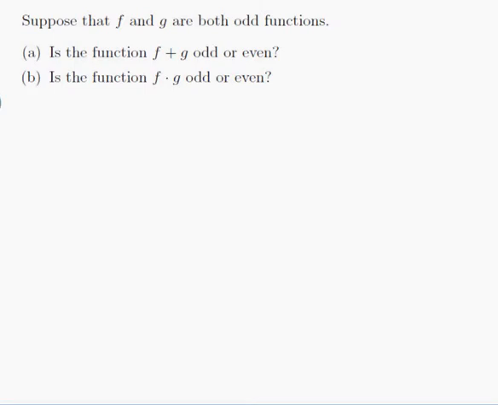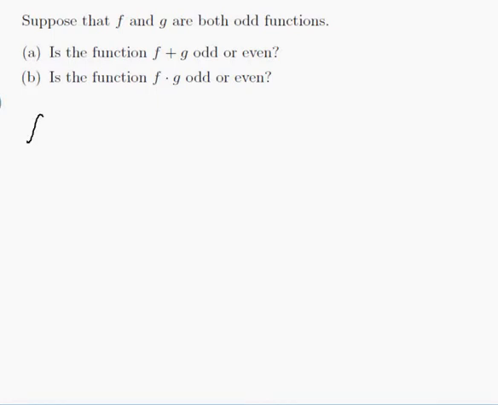Suppose that f and g are both odd functions. A. Is the function f plus g odd or even? B. Is the function f times g odd or even? Well, let me understand the question first. I need to know what the words mean. So I should write down what it means for f and g to be odd functions.